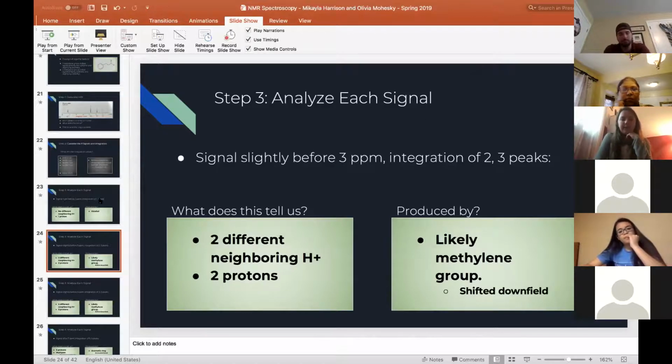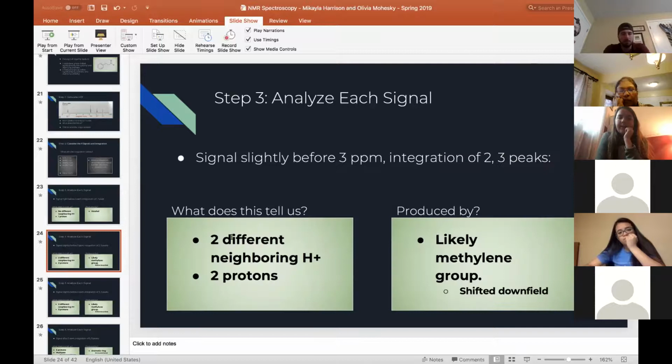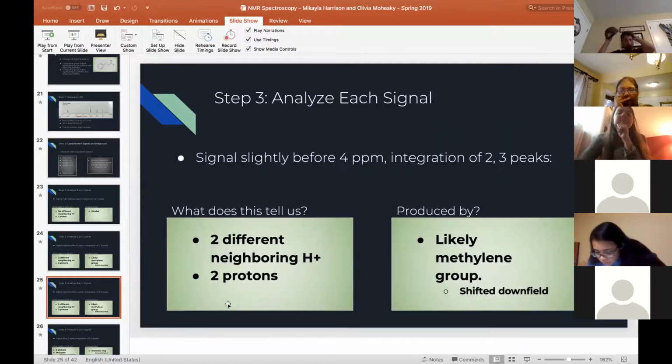For the next one, we're looking at the signal slightly before 3 ppm. So that's this one. We're just going in order. This one, we found that it had an integration value of 2, so 2 hydrogens. And also it is a triplet. If you look, you can see that there's 2 peaks and then there's that one in the middle. So remember it's the n+1 rule, which means there's only 2 neighboring protons present.